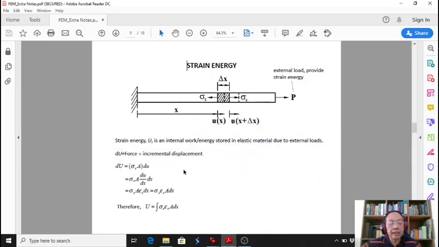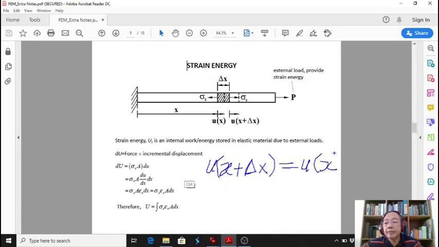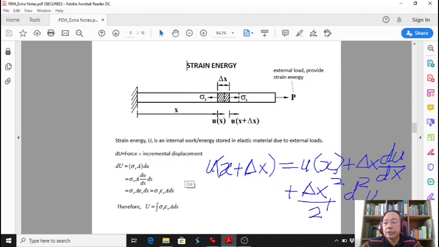This is from Taylor series. From Taylor series, we can say that u(x plus delta x) is equal to u(x) plus delta x du/dx plus delta x squared over 2 factorial times the second derivative of u with respect to x, and so on. So this is Taylor series.